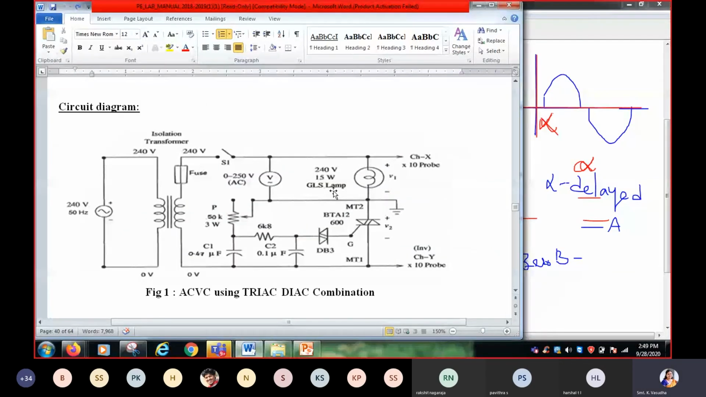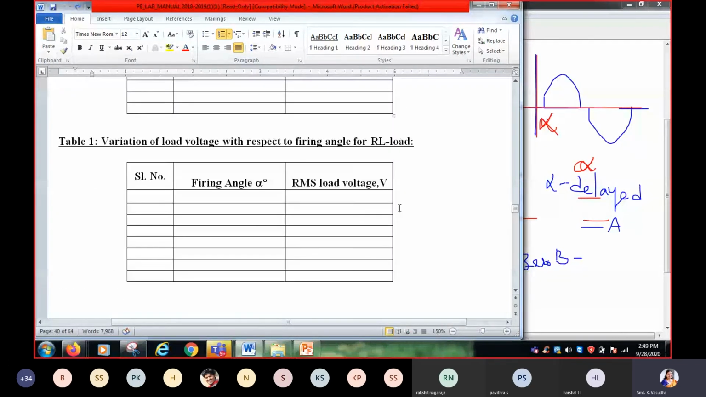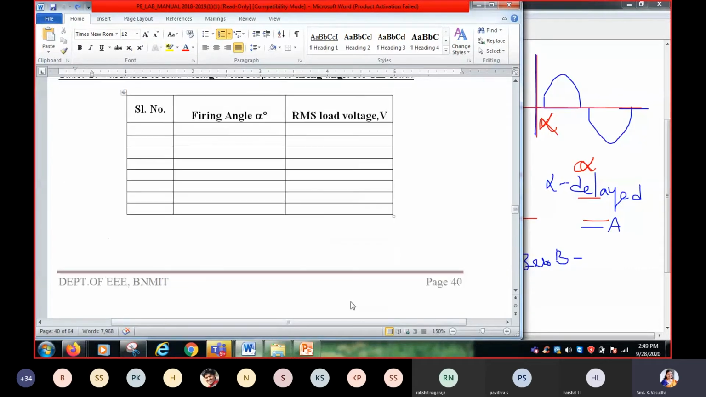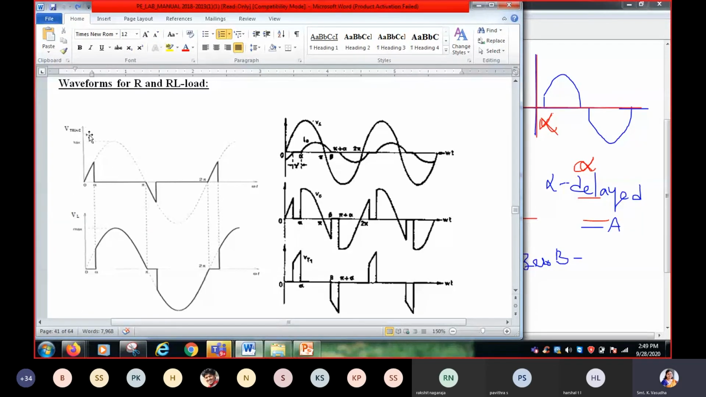When it comes to the tabular column, this is the tabular column. Alpha and VRMS we will be noting down for both R load and RL load. This is how the waveforms look. This is for R load, this is for RL load. For R load at alpha, we are giving the firing angle. So this is the voltage that appears across the load.